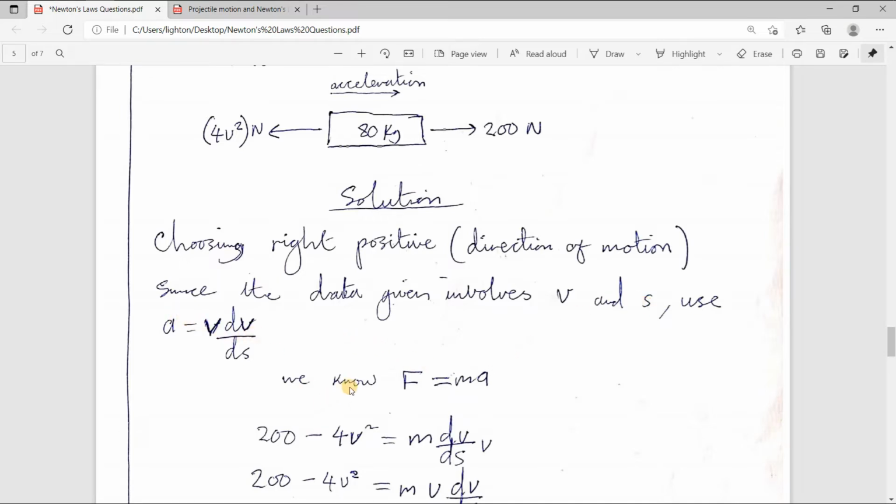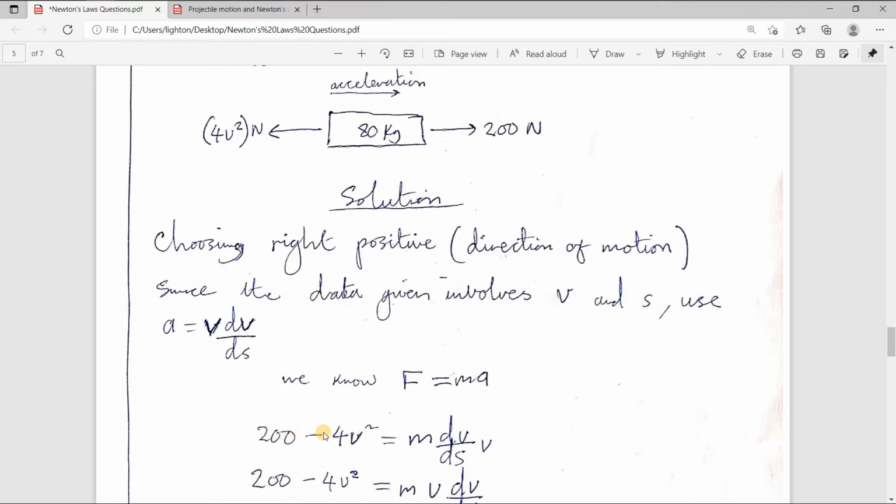Now we know that force is equal to ma. That is something we know. Force equals ma. So this means that the force, which is the 200 newtons, is to the right, meaning that it is positive. So the 200 newtons is positive, minus 4v squared. The 4v squared has a negative sign because it is going to the left. Look at where it is going. It is going opposite the positive direction. We've chosen right as positive, but this one is going to the left. That's why it has a negative here.